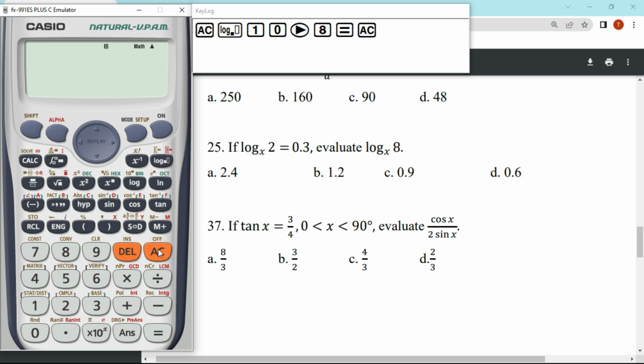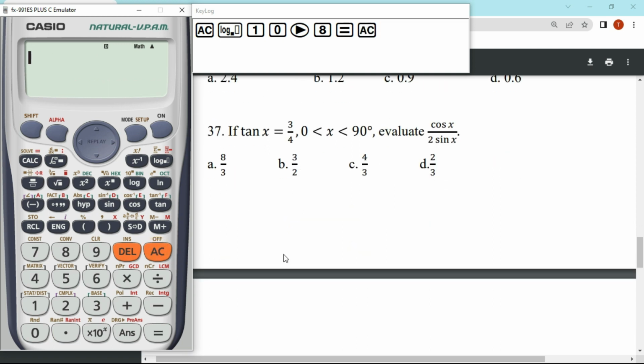Question 37 is trigonometry. So we are told if tan x is equal to 3/4 at a range of 0 less than x less than 90 degrees, we are asked to solve for the cos of x divided by 2 sine x. Mind you, we have been limited, okay? So the angle within which we are supposed to work should be less than 90 degrees. If you get anything more than 90 degrees, or using any value more than 90 degrees, it means that the answer you are getting is wrong.